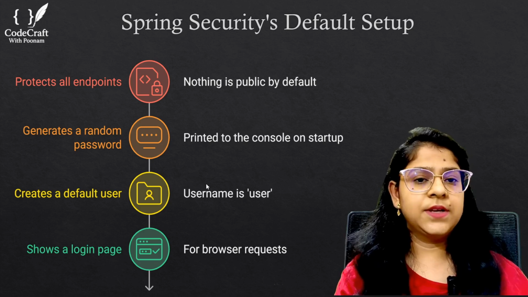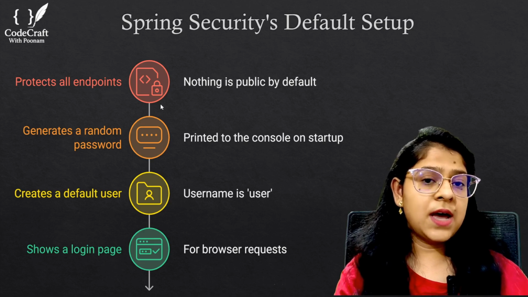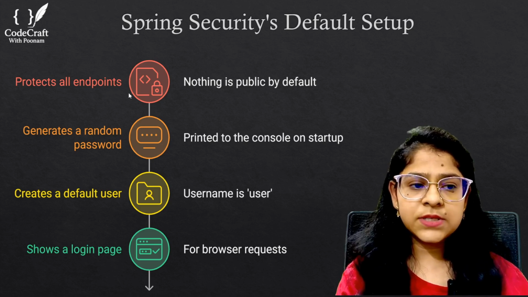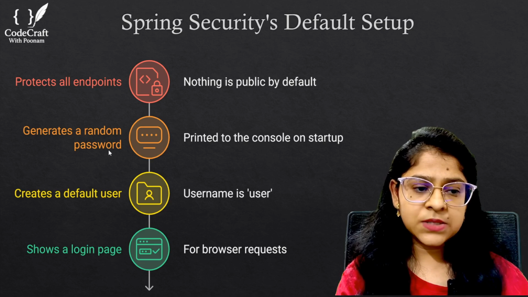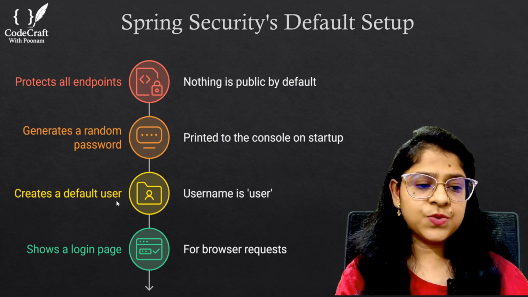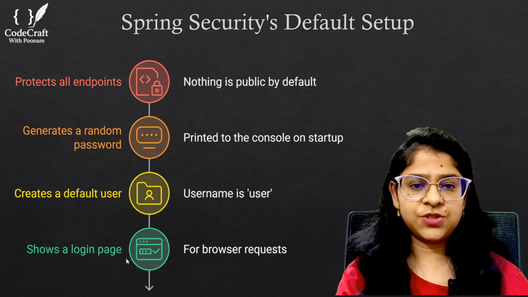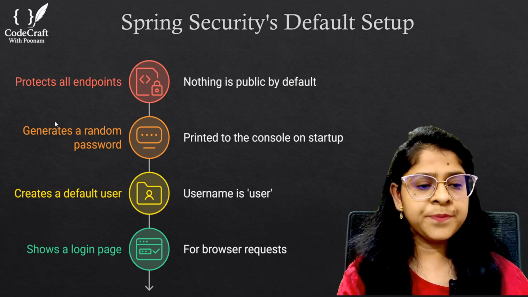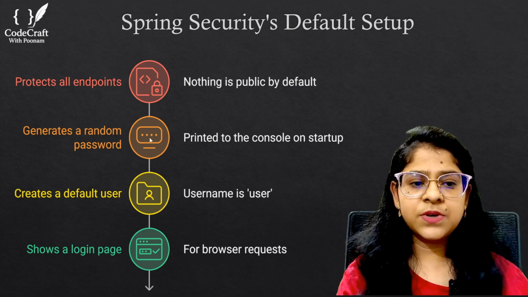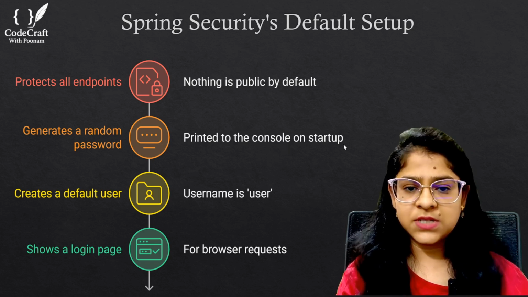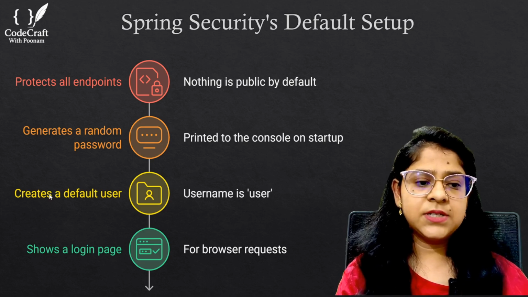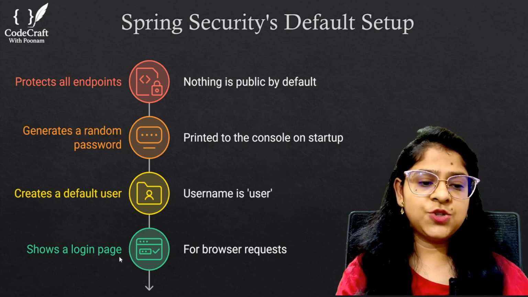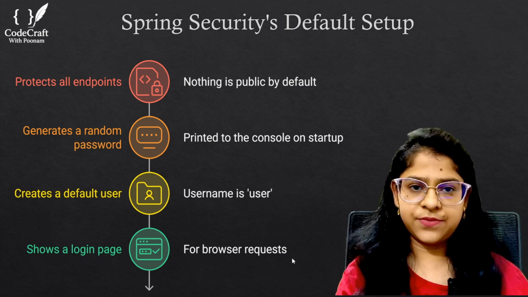Okay. So here you can see that as soon as you add Spring Security to your project, it will protect all the endpoints. Then it will generate a random password, create a default user, and show a login page. So it protects all endpoints, that means nothing is public by default. It generates a random password, which is printed to the console on startup. Then it creates a default user, so the username will be user, and it shows a login page for browser requests.